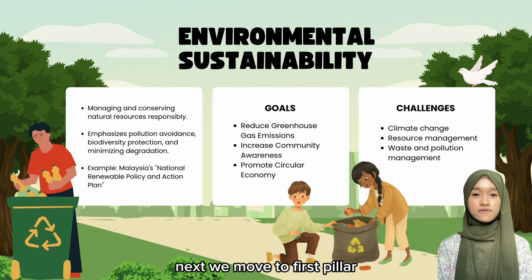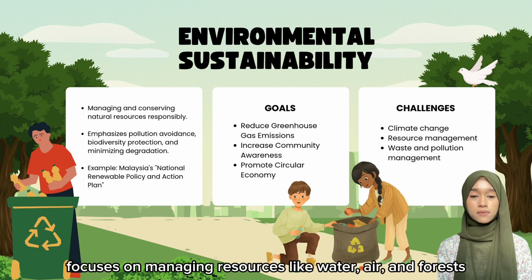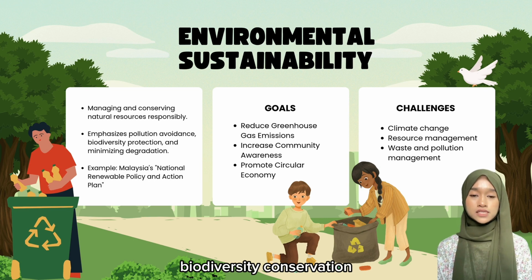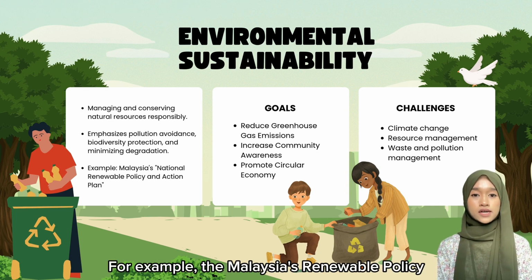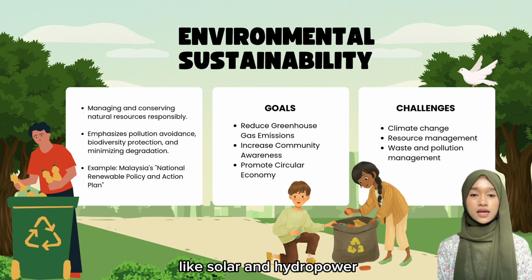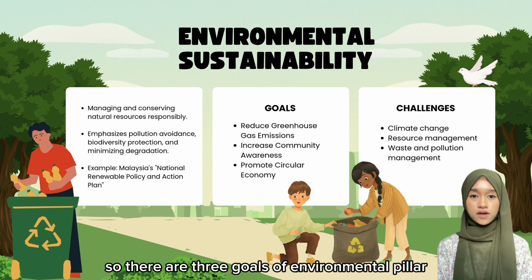Next, we move to the first pillar, which is environmental sustainability. Environmental sustainability focuses on managing resources like air, water, and forest. It highlights pollution prevention, biodiversity conservation, and reducing environmental degradation. For example, the Malaysia Renewable Policy prioritizes renewable energy like solar and hydropower to reduce fossil fuel dependence. So there are three goals of the environmental pillar.